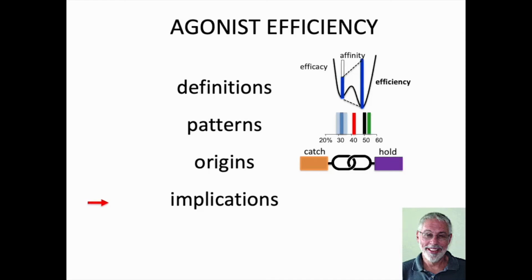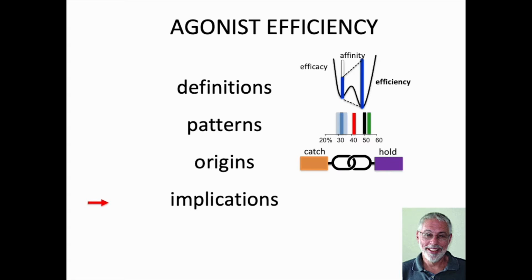This is the fourth chapter in the video pamphlet on agonist deficiency. In the first chapter, we defined deficiency in terms of the weak and strong binding energies. In the second chapter, we described some patterns of agonist deficiency in skeletal muscle nicotinic receptors. In the third chapter, we described the origins of deficiency as an energy linkage between catch and hold. These are events inside of binding and inside of gating.